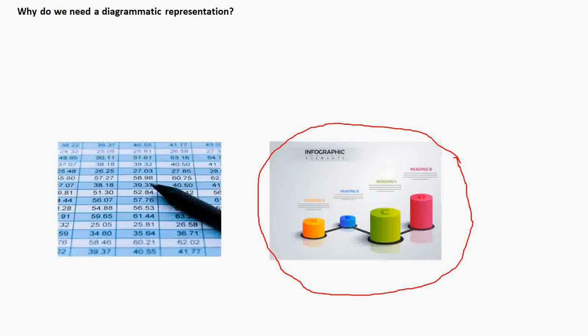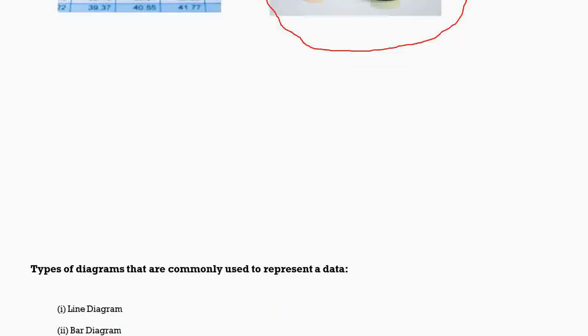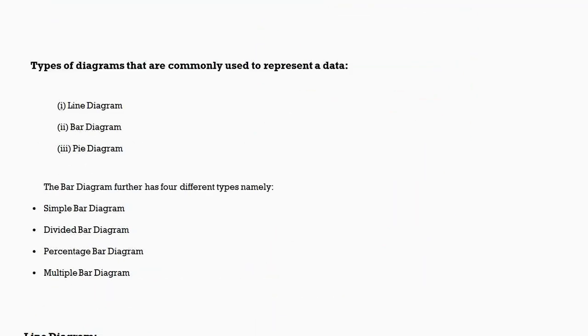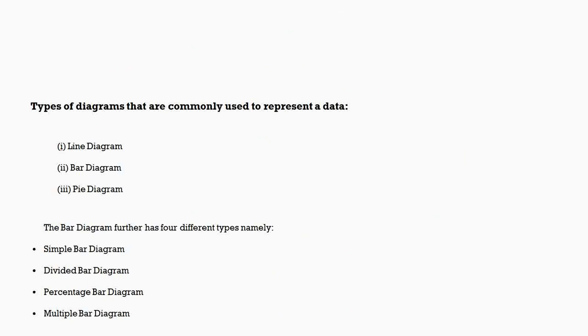There are many different types of diagrammatic representation of data. So let us see what they are. The most common types of diagrams are line diagram, bar diagram, and pie diagram. The bar diagram is further of four types, which is simple bar, divided bar, percentage bar, and multiple bar. So let us see all of these one by one.